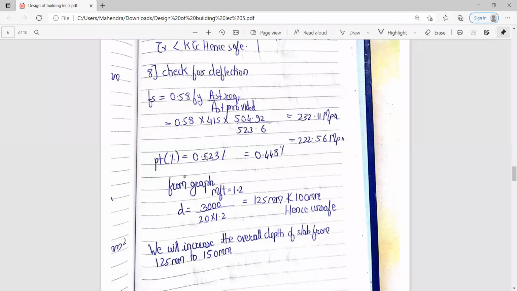Then percentage minimum, again we had 0.523%. Then from the graph, again from page number 38 of your IS 456 2000, from the graph again we have to calculate MF for fs, that is 232.11, and percentage minimum 0.523. MF we get is 1.